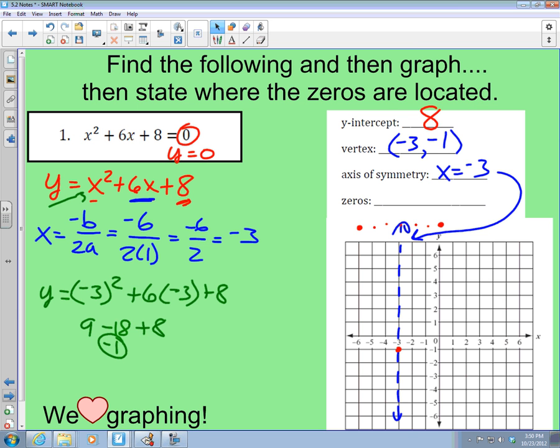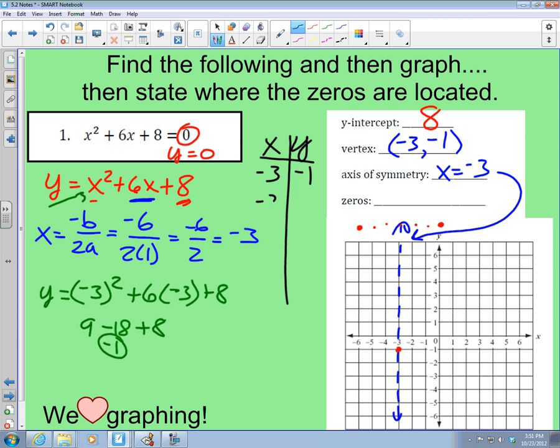What I want you to get used to is putting in a couple more points. Now I know we have negative 3, negative 1. That's your vertex. But plug in negative 2 and negative 1, a couple points, one more than x and another one, and 2 more than x. If I plug in the negative 2 and the negative 1, that'll give me enough to get a good graph here. So basically I'm going to plug negative 2 in for x right here. So y equals negative 2 squared plus 6 times negative 2.